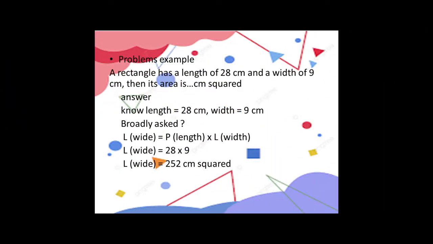Problem example: a rectangle has a length of 28 cm and a width of 9 cm. Then its area is how many cm squared? Answer: length equals 28 cm, width equals 9 cm. Asked: area equals length multiplied by width. Area equals 28 multiplied by 9. Area equals 252 cm squared.